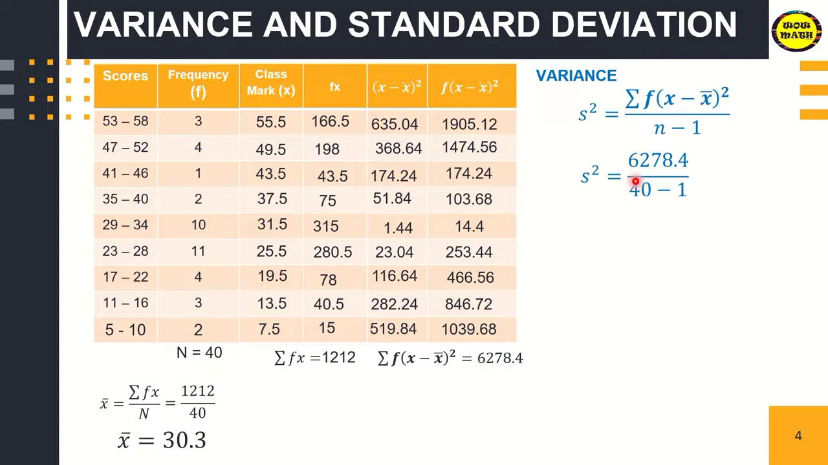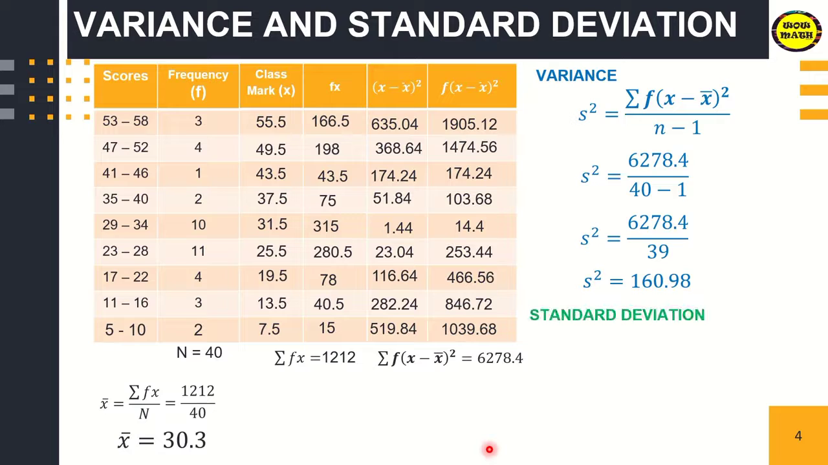So ang value natin ito 6,278.4 divide, so yung n natin is 40 minus 1. So 40 minus 1 is 39. Then divide nyo lang. 6,278.4 divide 39 is 160.98. So ito yung variance natin. Ngayon, how to compute the standard deviation? So alam natin yung standard deviation is yung positive square root of your variance.